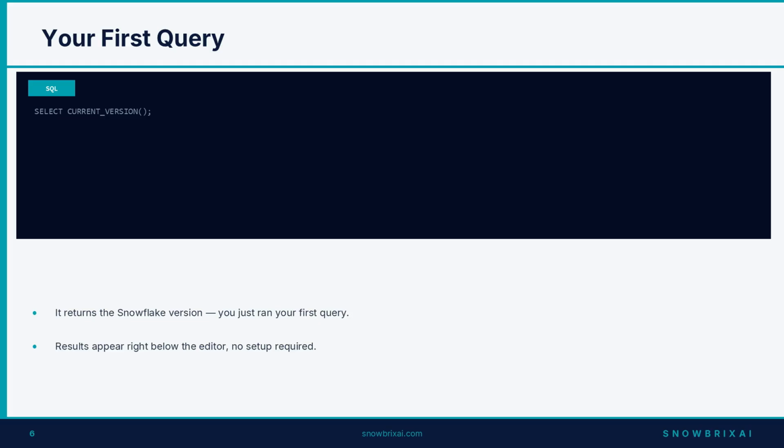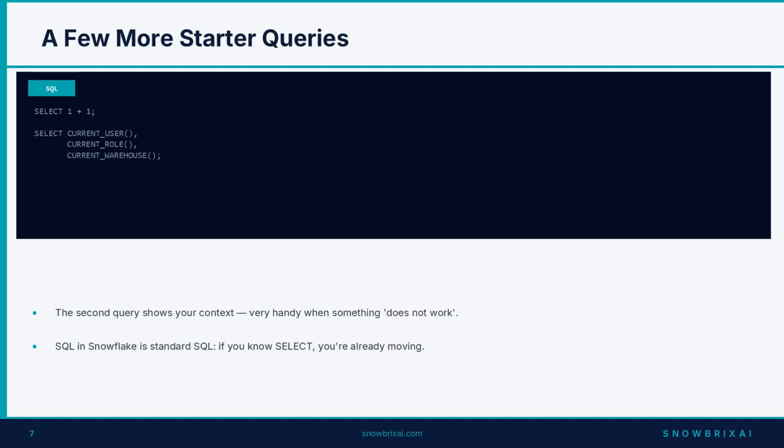Alright, your first query. Type select current_version() with empty parentheses and hit run. That is it. Snowflake hands you back its version number, and just like that you have run your first query. Your results show up right below the editor in a clean grid. Notice what we did not do: no install, no server, no setup. You opened a browser, you typed one line, and the cloud answered. That is the feeling we are chasing all video. Small command, real result.